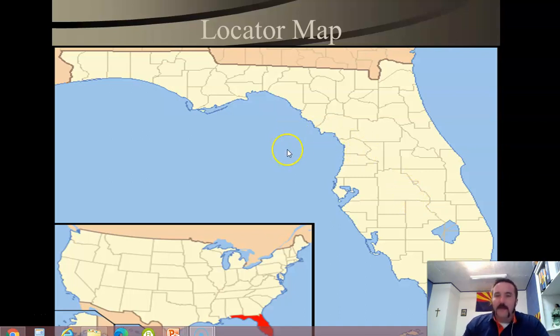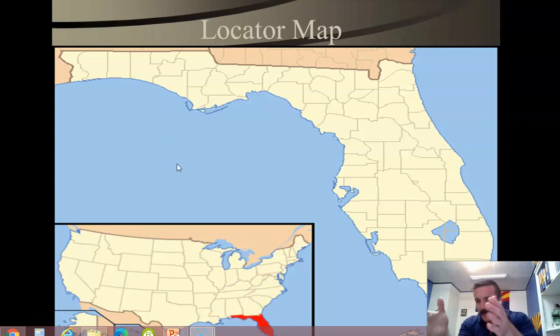What we need to understand is this is the state of Florida, and what a locator map does is zoom out so you understand where in the country or where in the world Florida is. If you notice, it's at the very bottom of the screen here, but this is the map of the entire United States. It just wants you to understand, okay, in the United States, this is where Florida is right here. That's all a locator map does.